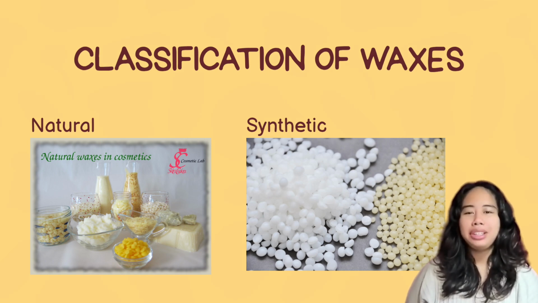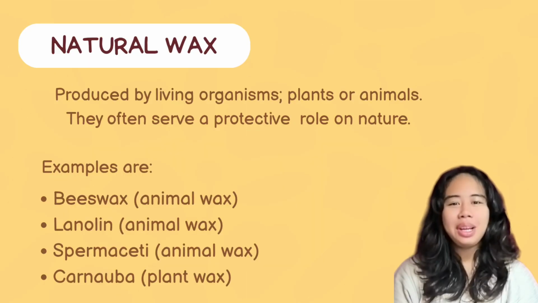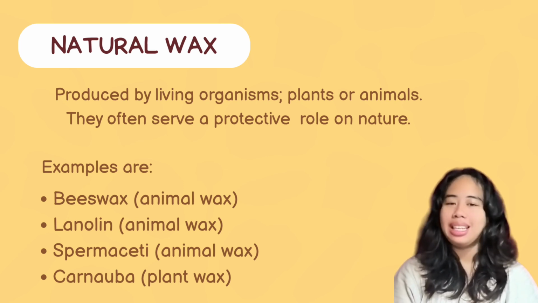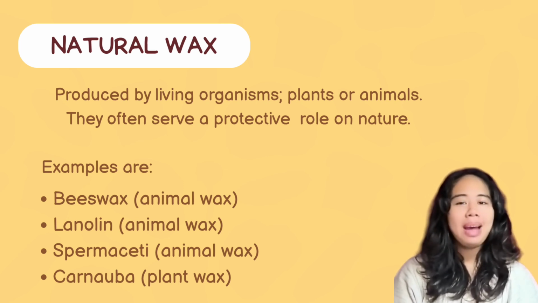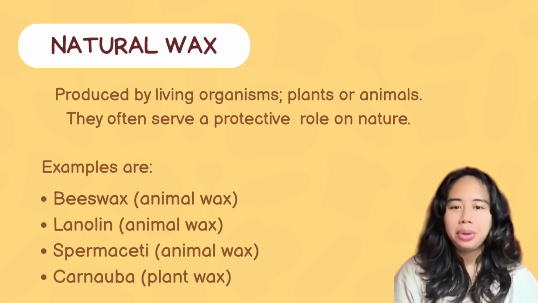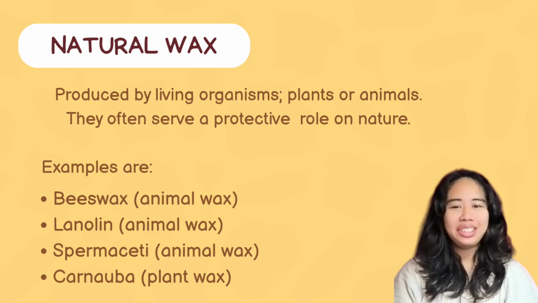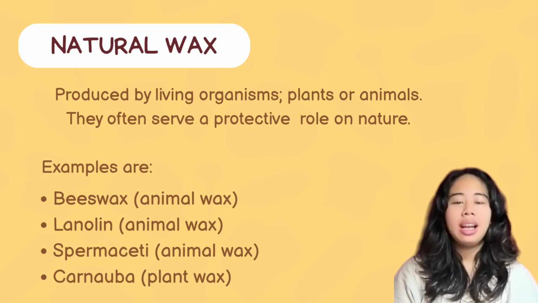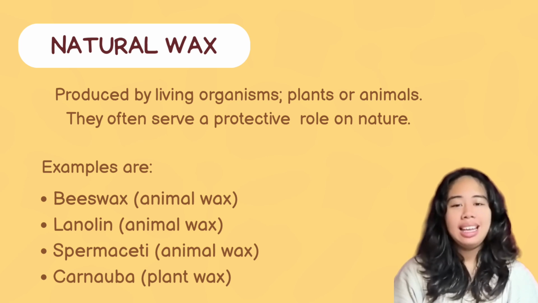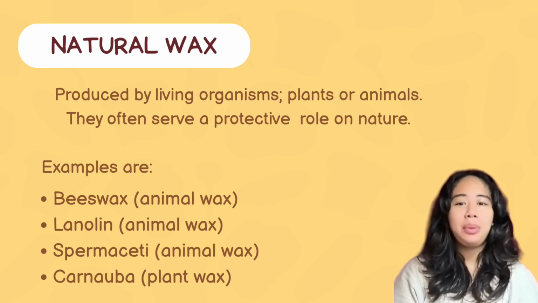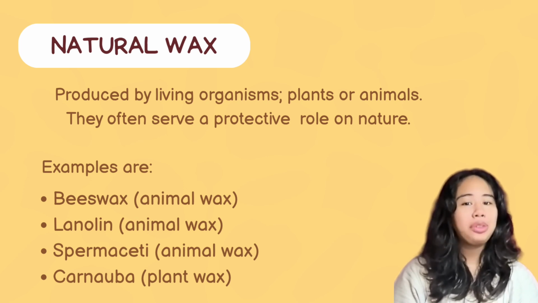They have two major classifications, the natural waxes and the synthetic waxes. First up, we have natural waxes, which are produced by living organisms, either by plants or by animals. Their main role is to serve as a protective role in nature. We have here beeswax, lanolin, and spermaceti. For plant-based, we have carnauba wax, which comes from the carnauba palm tree.